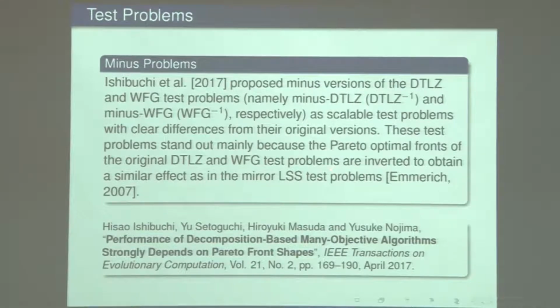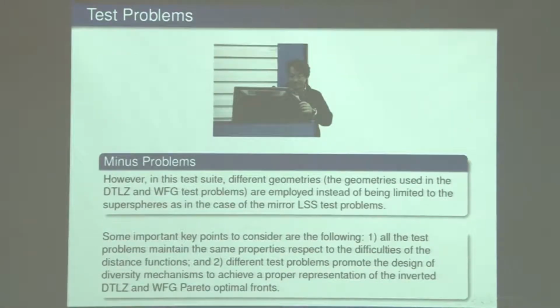What they discuss in the paper is that if we use the inverted versions of the Pareto fronts of the DTLZ and WFG test problems, we obtain a similar effect as in the mirror Lamé superspheres test problems from Michael Emmerich. So that's also a very interesting result.